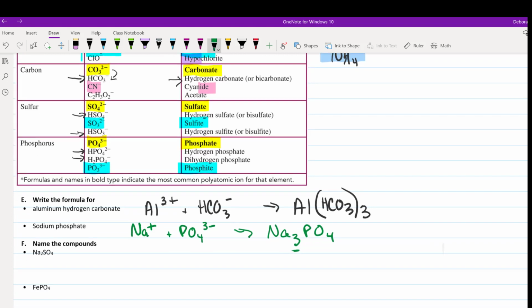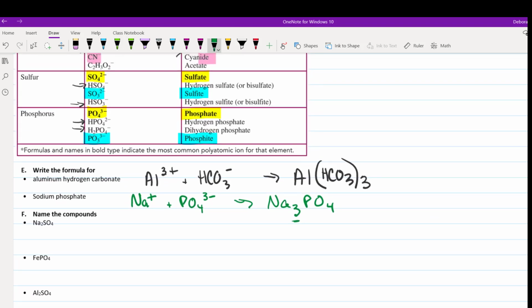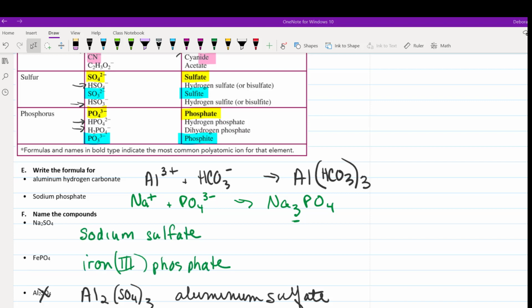The next little set is to name the compounds that are there. So again, just name the elements that you see. Name the metal ion that's there. Name the polyatomic ion that's there, and that's all you need to do. So again, pause the video, try those, and then come back and check your answers.